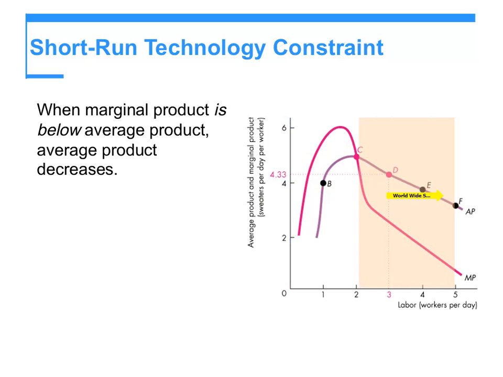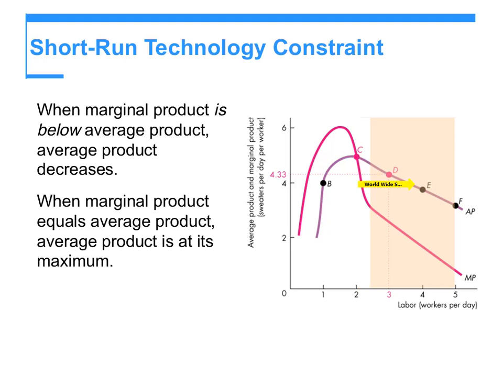So the moment that marginal product is more than average product, average product keeps increasing. The moment that average product is more than marginal product, the average product is decreasing. So when marginal product, which is exactly this point, equals average product in this point, average product is at its maximum. So average product will be at its maximum when marginal product and average product are the same. So this is the point. But these two actually cross each other.